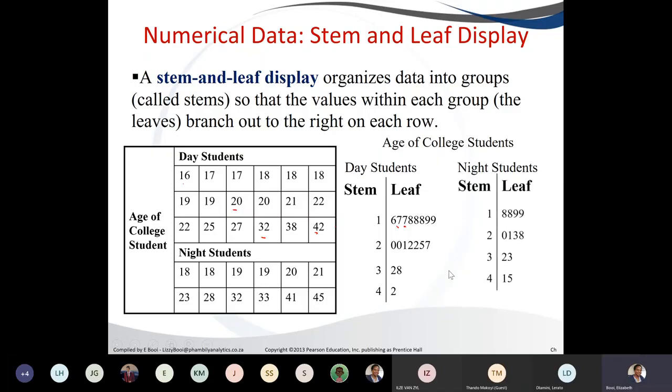So for the night, you can see there, and I can see that both my night and day students are very skewed. And this one is right skewed because the tail is to the right. And this one, the tail actually is not that bad, but it also is right skewed because the tail is to the right as well. Okay, and that is visualizing numerical data that is in an ordered array by using a stem and leaf plot.